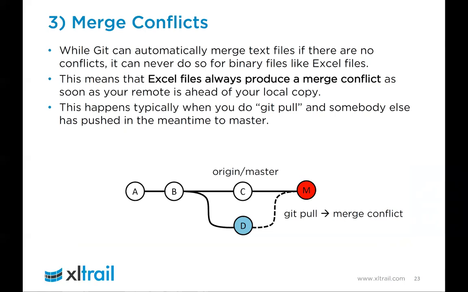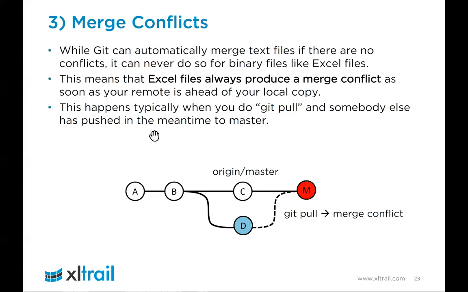Now, with Excel, it works a little bit differently. And the reason for that is that Excel to Git is really a binary file. So Git is not able to merge parts of the Excel file or do anything at all. Which means that when it comes to a merge, whenever an Excel file is included, it always comes to a merge conflict. And that's kind of an annoying part about how Git works with Excel, because nobody really is a fan of merge conflicts.